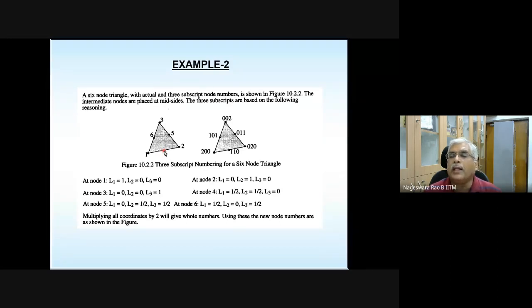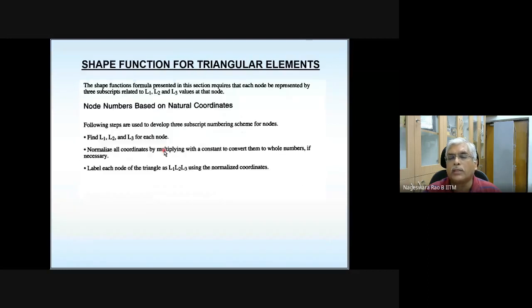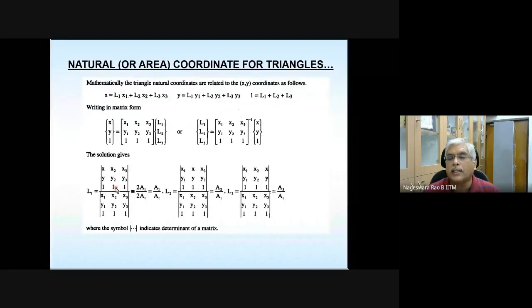Before I write the labeling for node 4, I need to calculate what L1, L2, L3 are for this node. I'm explaining this in detail, so please pay attention here. How do you get L1, L2, L3 for node 4? I already have the formulas for L1, L2, L3 here.